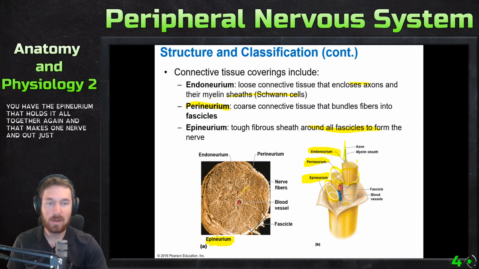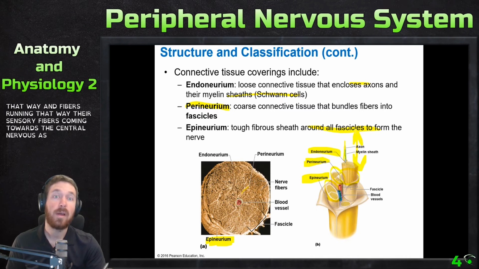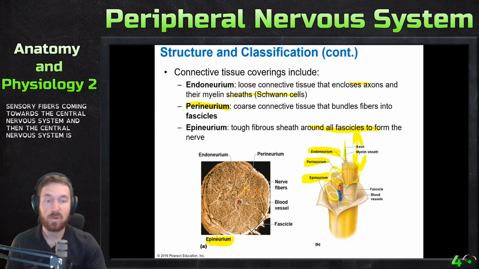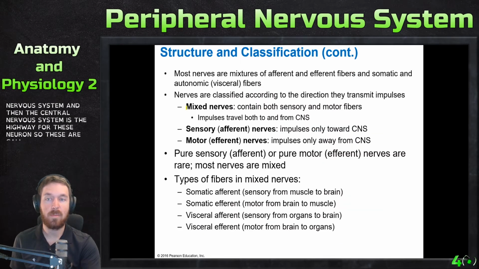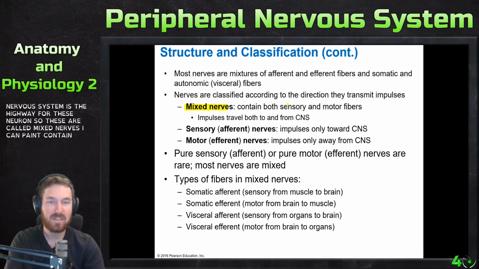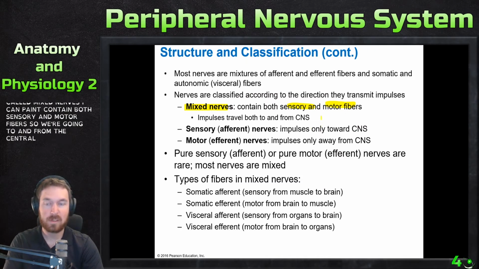And now, just as a note, there's fibers running that way and fibers running that way. There's sensory fibers coming towards the central nervous system, and then the central nervous system is sending motor outputs out. So it's a two-way highway for these neurons. So these are called mixed nerves. They contain both sensory and motor fibers, so going to and from the central nervous system.